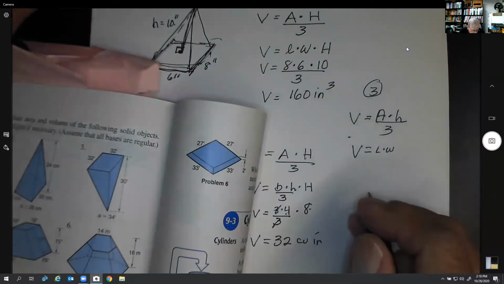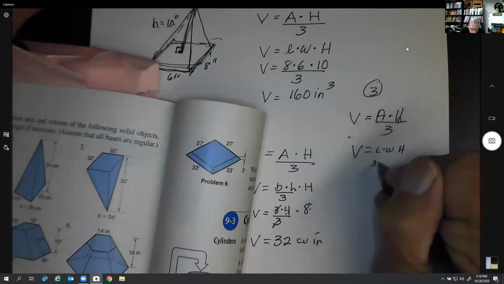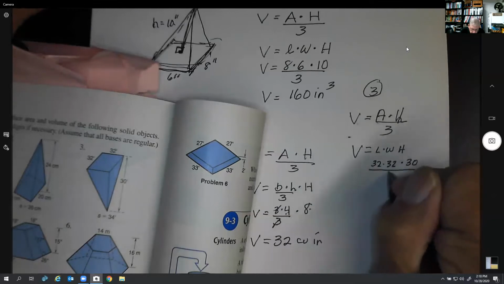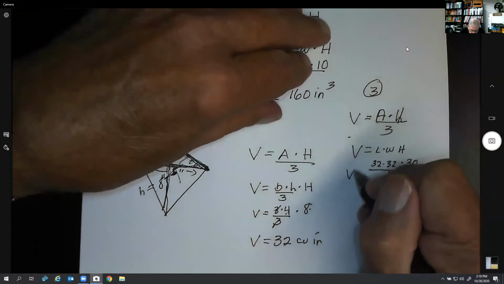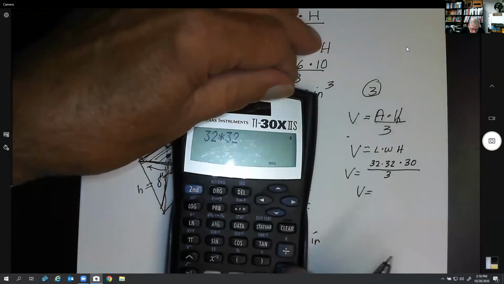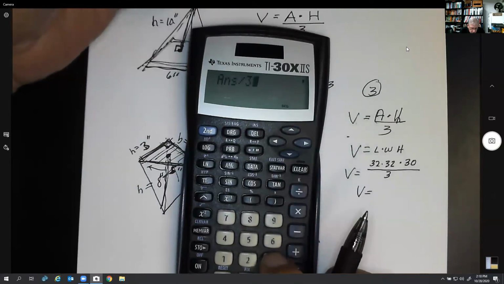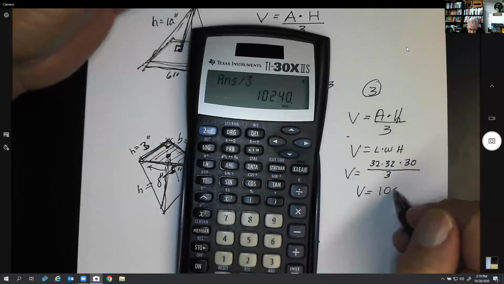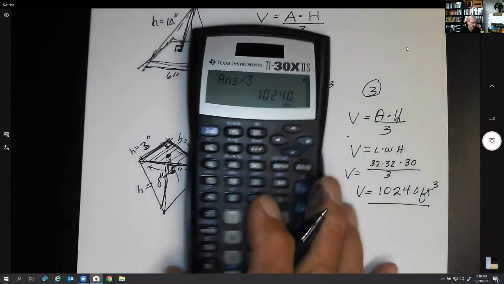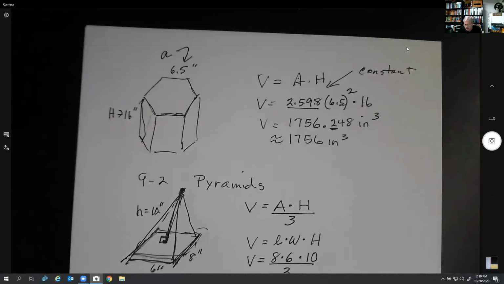Let's see. So we're going to assume the height is 30. So we use a capital H. So it's 32 times 32 times the total height, which was 30. And then we're going to divide the whole thing by 3. So we want to multiply all these, then divide. So the volume is 32 times 32 times 30. But don't forget to divide by 3. So 10,240, and this was cubic feet. So that's all there is to it. Try to figure out what they're talking about, and now you know how to find the volume of an object. Okay.